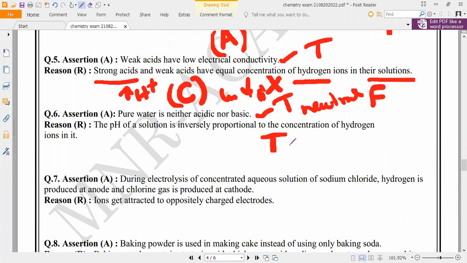So there is no connection between them. So that's all. So what is the answer? B. B, everybody.